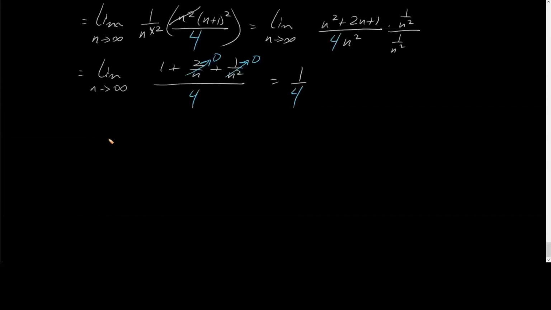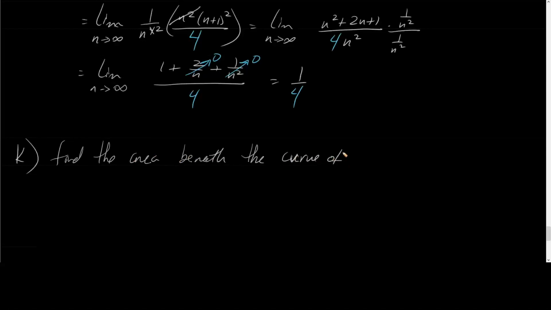So that was J. So K. So let's find the area beneath the curve of f of x equals, let's complicate this a little bit. Let's do 4 minus x squared, and then we're going to do the interval from 1 to 2.